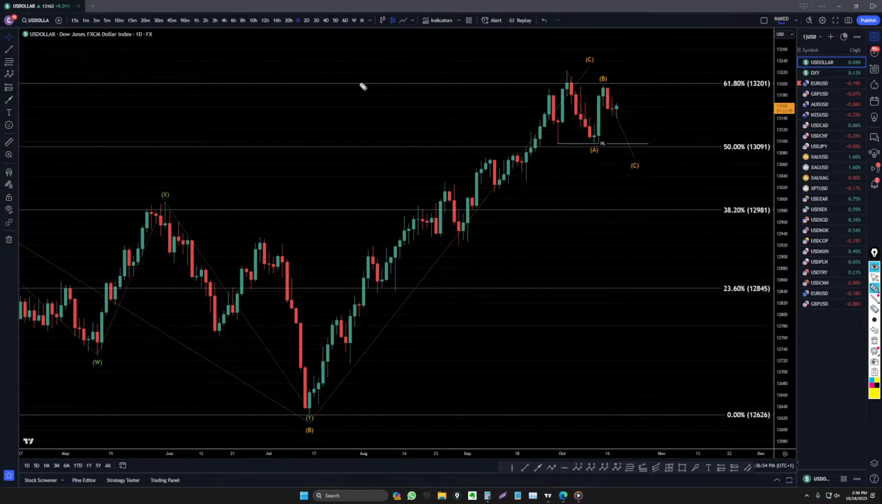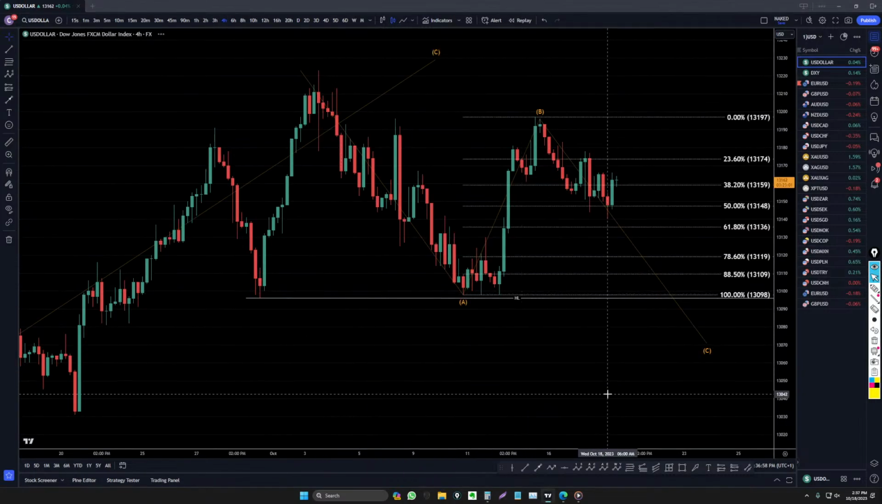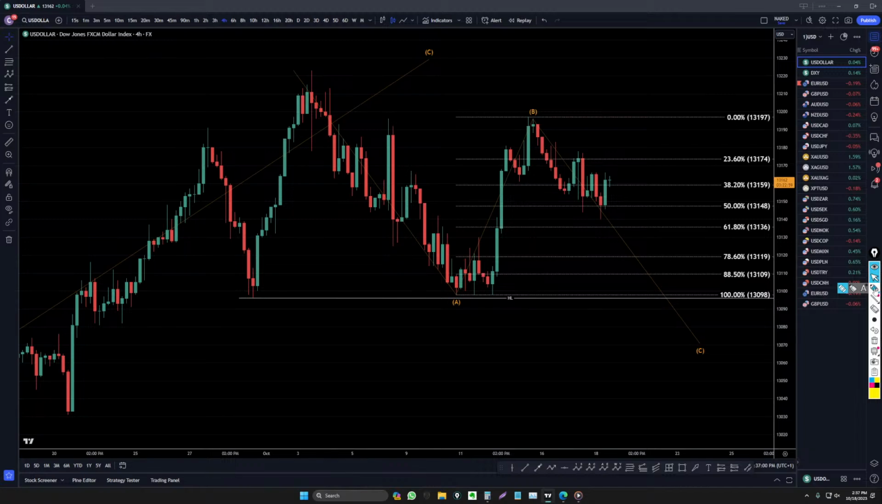So let's take it down to the 4-hour time frame. On the 4-hour time frame, this does look very corrective, doesn't it? And it is respecting the 50% Fibonacci retracement. But I do have a few different possibilities for this. To me, it does kind of look like this is more like a trend, and I do think it could possibly be a wave A.